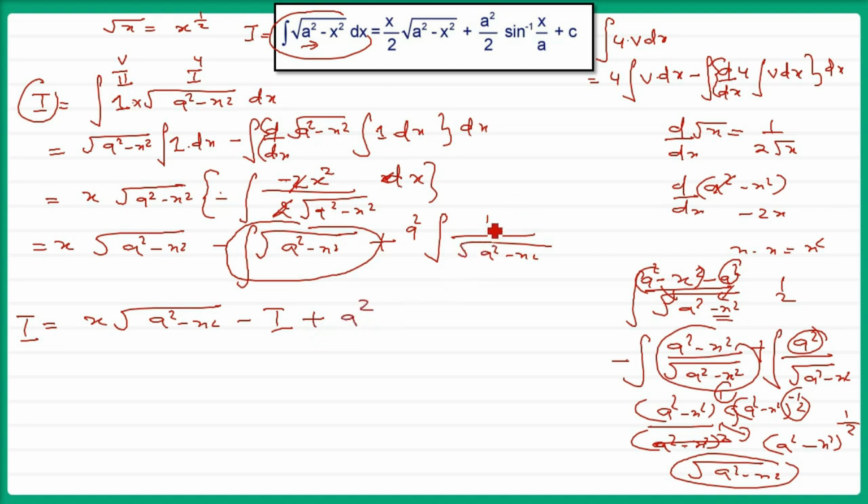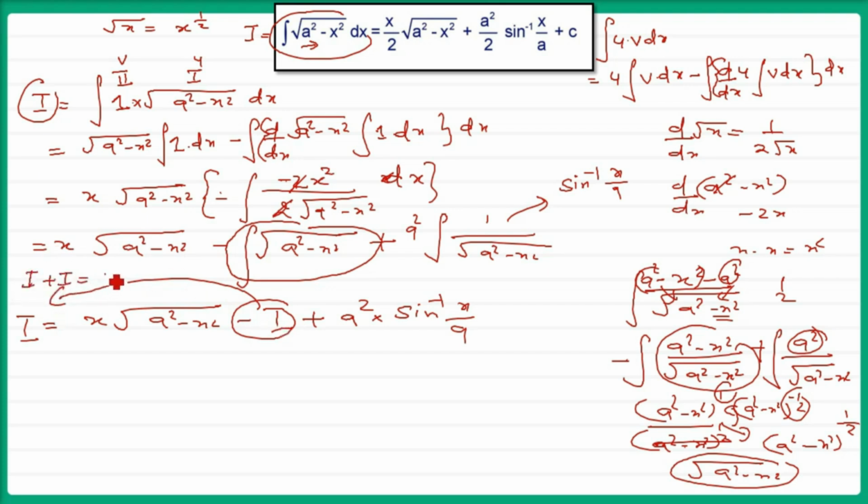Now this one I was telling you that 1 by under root a square minus x square is nothing but sine inverse x by a. It's just sine inverse x by a. You just write sine inverse x by a here. Okay, this negative I can be taken on the left. So I minus I, that is actually I minus I, when you take negative on the left hand side, it is I plus I. So it will be twice I.